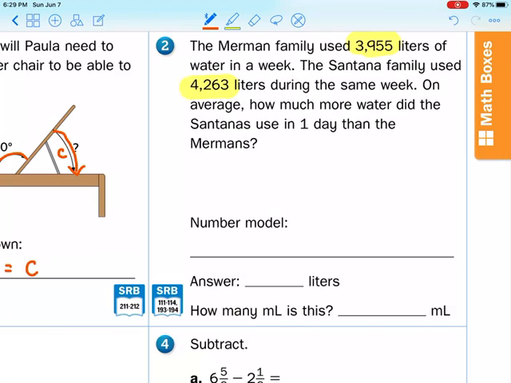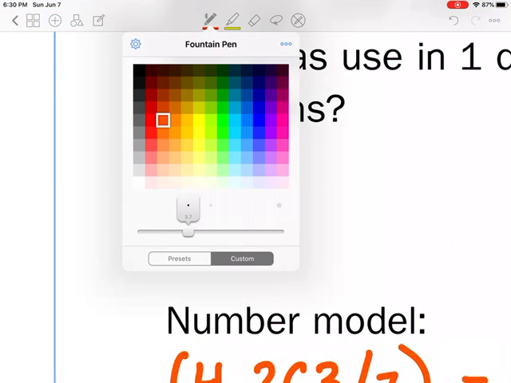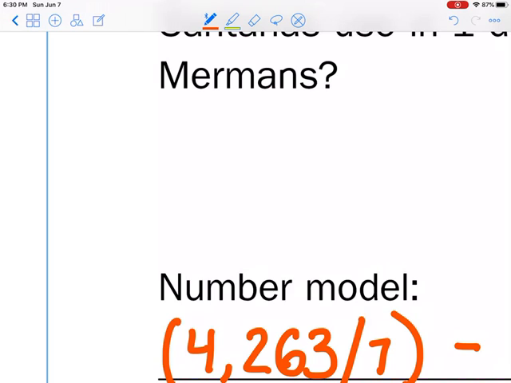So my number model might look a little something like this, because this is a 2-step, actually it's a 3-step problem. Your first step is to figure out how much the Santana family used, which is 4,263 divided by 7. Then you would compare that by subtracting how much the Merman family used, which would be 3,955 divided by 7, and that would give you how many liters. They don't leave you enough room, so I'm going to zoom in a lot so I can make my writing as small as possible.